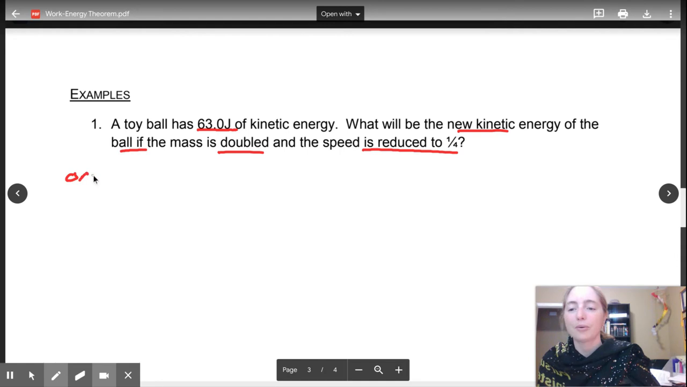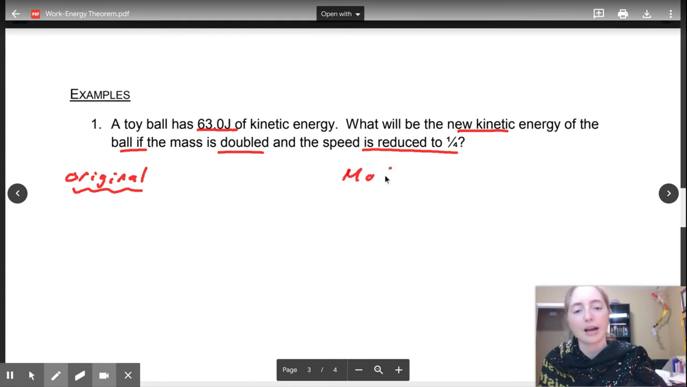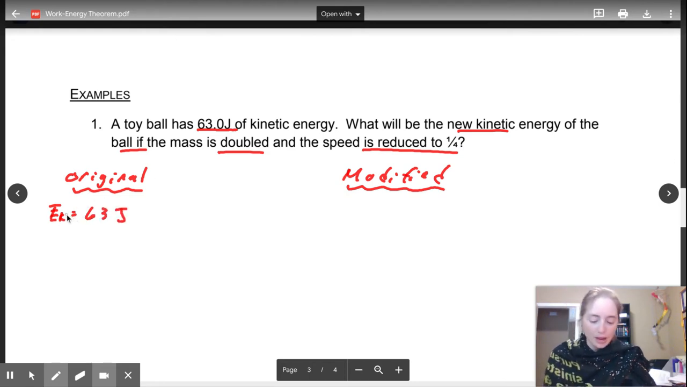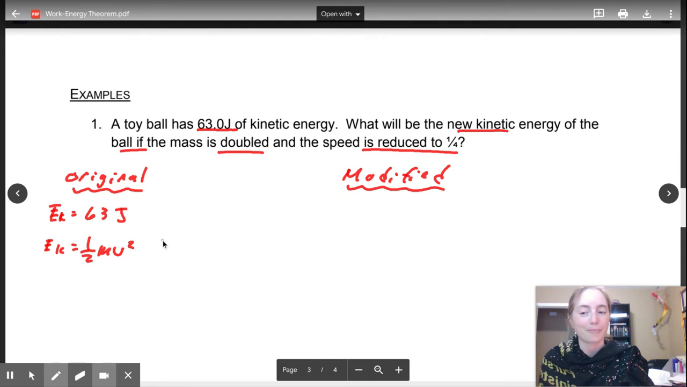Now, this is our original information here, and then we are going to be looking at our modified. This question is just to warm you up, getting used to our EK equation. So our original EK is 63 joules. And remember that EK is equal to 1/2 mv squared. If EK is equal to 63 and also equal to 1/2 mv squared, that means 63 joules is also equal to 1/2 mv squared.